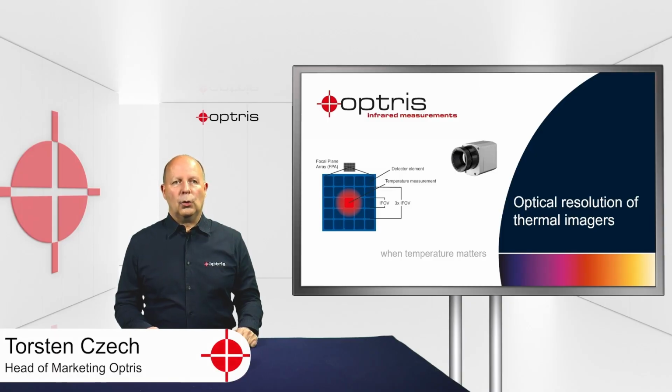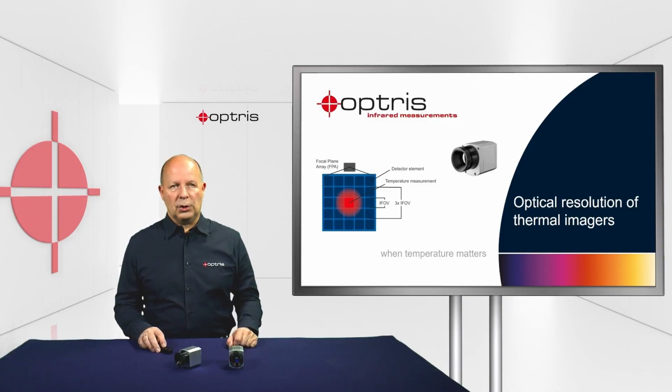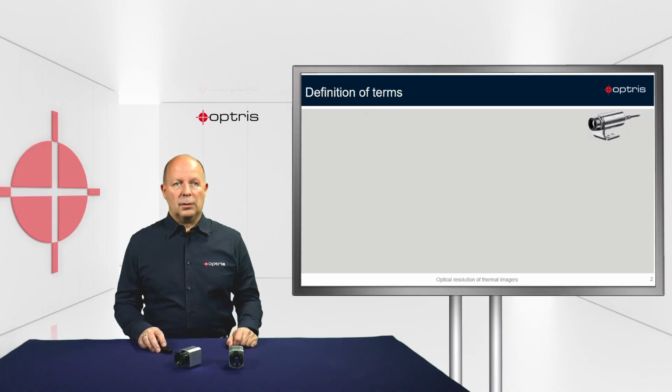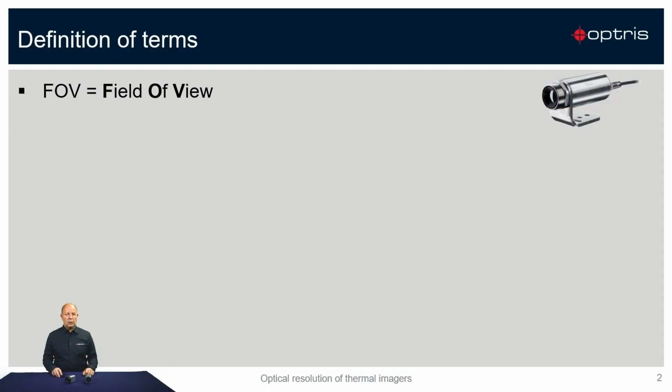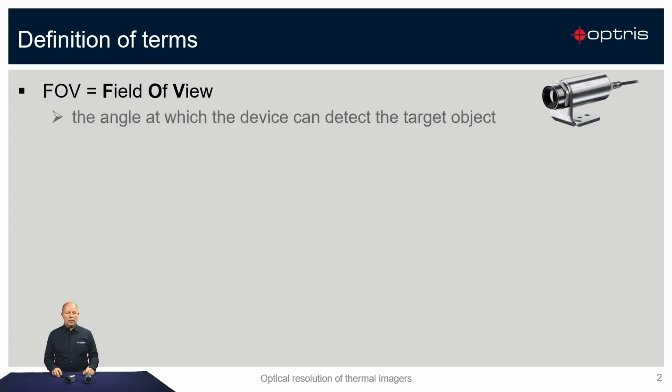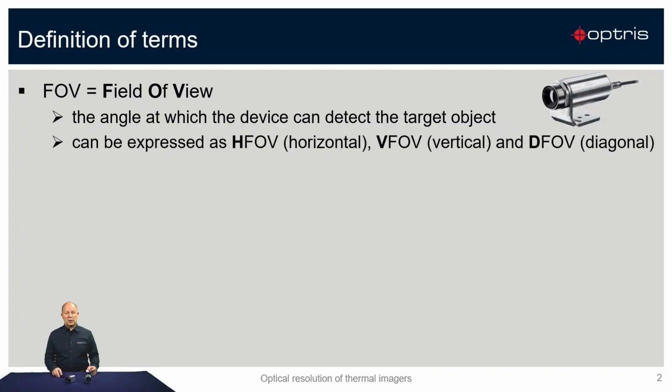Today we're going to talk about optical resolution of thermal images. And at first we need to define some terms. For example, field of view. Field of view, the short code is FOV, and this is the angle at which the device can detect the target object. It can be expressed as horizontal field of view, HFOV, or vertical field of view, VFOV, or even sometimes also as diagonal field of view, DFOV.